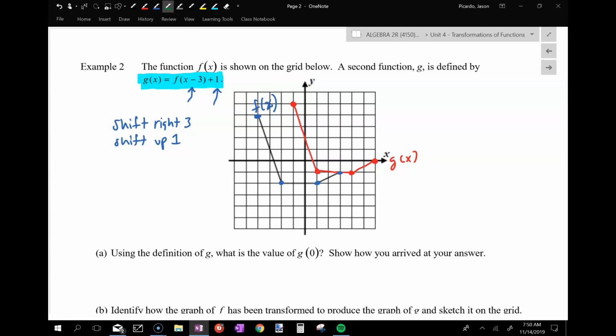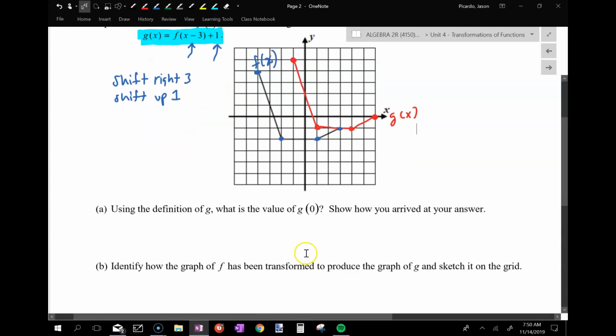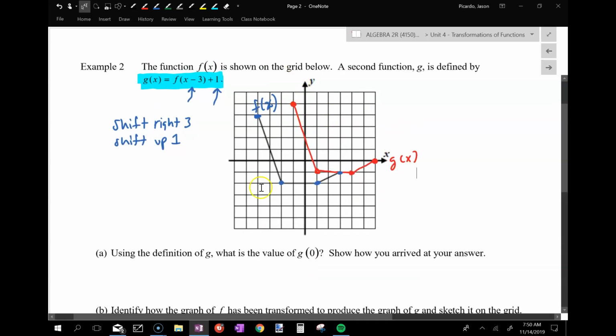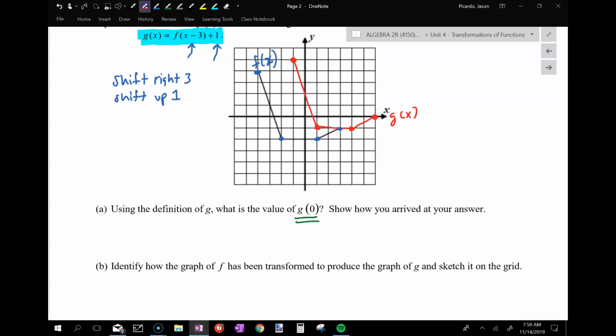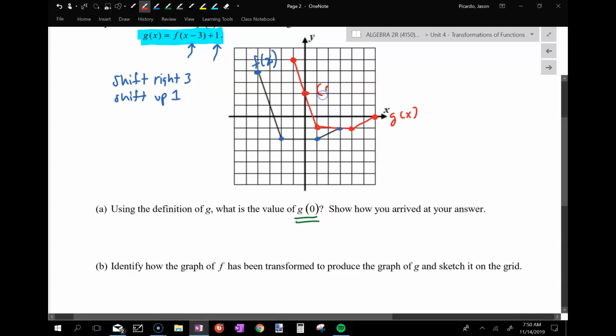Dylan, here's the thing. Going back to what you just said, you said something about plugging it in, right? Do you agree that I have a graph of g up here now? So this question says, what is the value of g of 0? Well, let's just go to my graph. Isn't that the point (0, 2)? So on my shifted graph, g of 0 is 2.